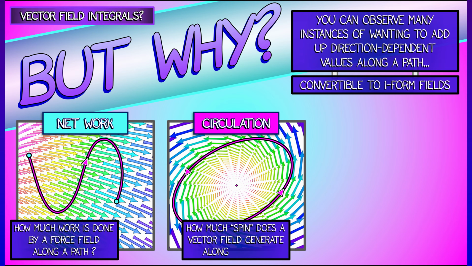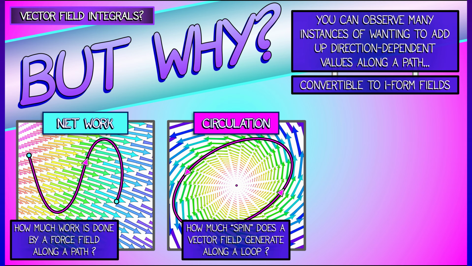If we take that same setting and integrate along a loop, then what this is doing is measuring something like how much net spin the vector field imparts along that loop. That is something called circulation, and it's going to be very important for us moving forward.